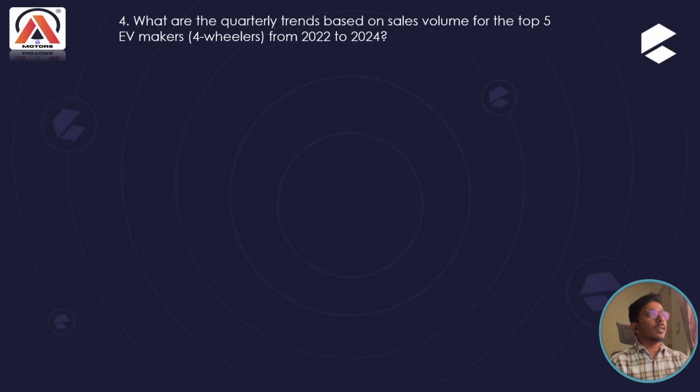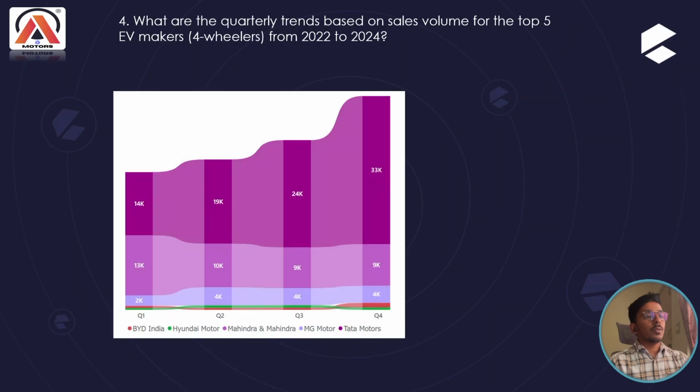What are the quarterly trends based on sales volume for the top 5 EV makers from 22 to 24? So Tata Motors outperformed their competitors in all the quarters, showing its domination in the four-wheeler segment in the Indian EV market. Mahindra is showing moderate growth in all quarters, and MG Motors is third, showing equal trends in all quarters, but with low sales. BYD India and Hyundai Motors are struggling in 4th and 5th positions with very little market share.